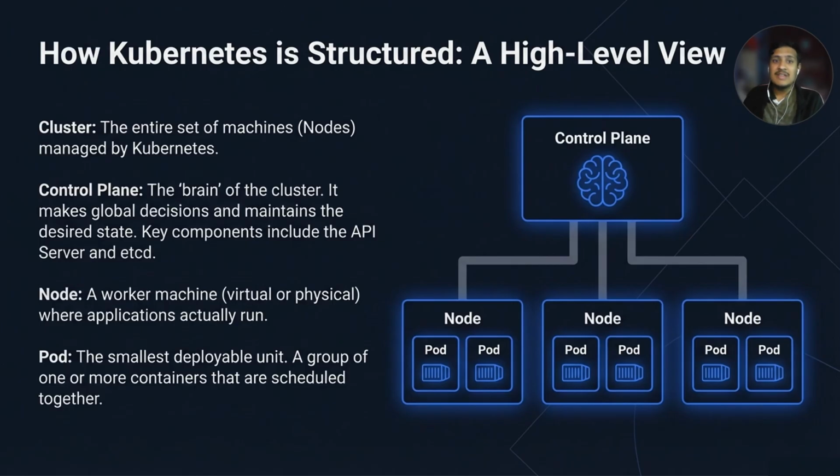Nodes. These are the worker machines, virtual or physical, where your applications actually run. Inside the nodes, we don't just run containers directly, we run pods. A pod is the smallest deployable unit in Kubernetes. It is a group of one or more containers that are scheduled together on the same host.